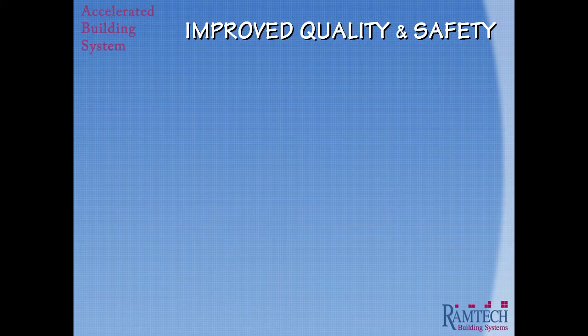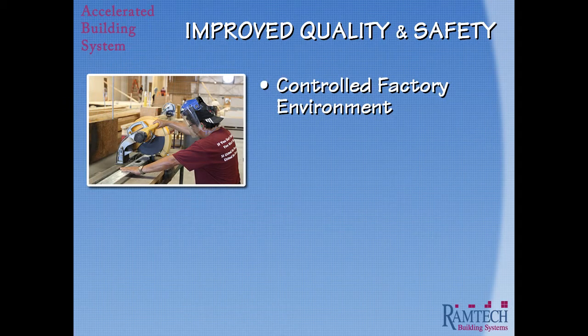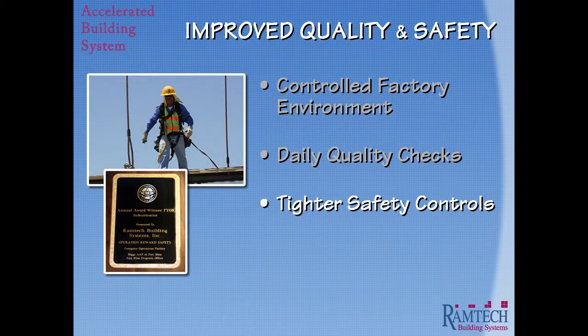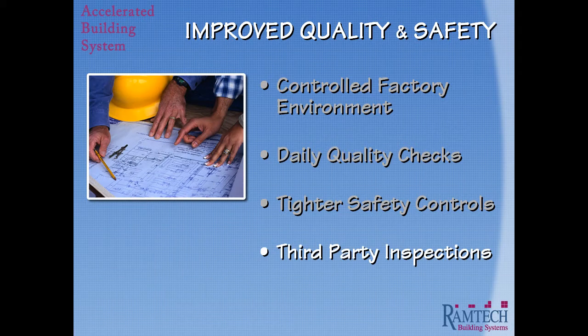Ramtech's accelerated building system also provides for improved quality and safety for your project. Our 85,000 square feet of enclosed fabrication space provides for a state-of-the-art controlled factory environment. As a part of every project, we perform daily quality checks with a dedicated quality assurance employee, while we enforce tight safety controls both in the factory and in the field. Our quality is also independently monitored and verified by using third-party inspection firms such as industry-recognized PFS.